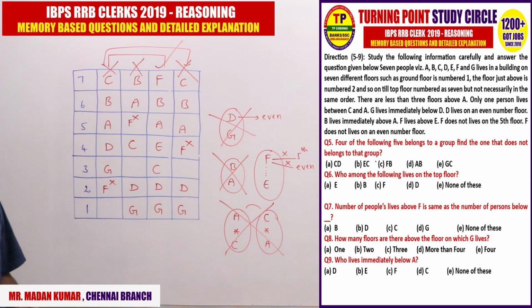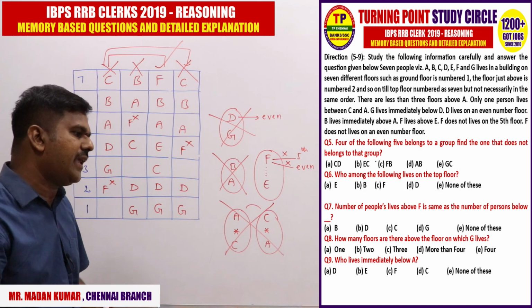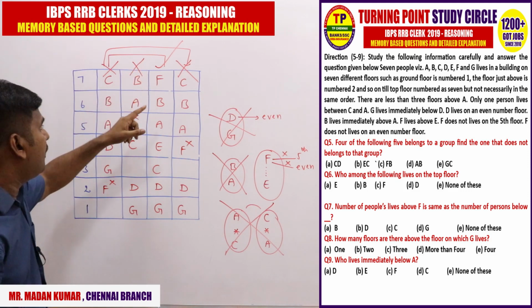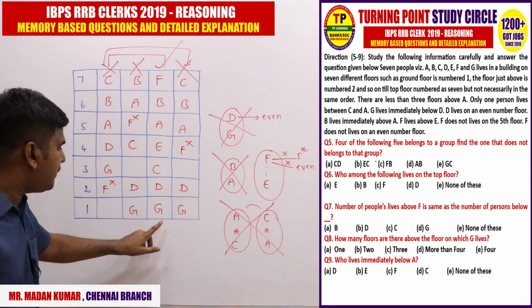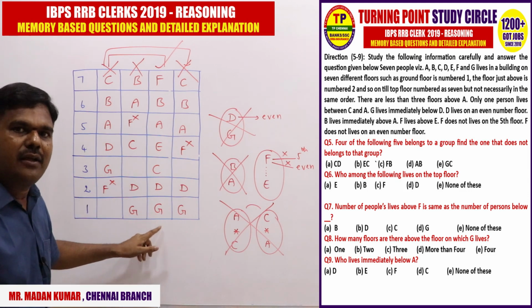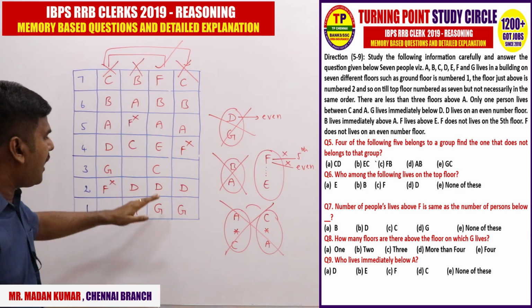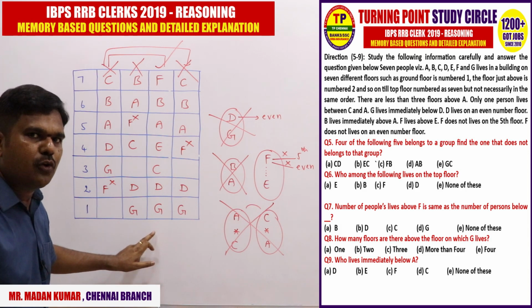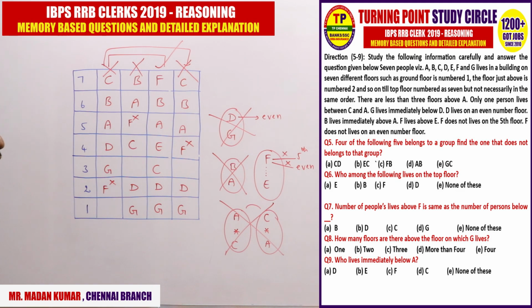And we'll come to the seventh question. The number of people who live above F is the same as the number of persons below. How many people live above F? Nil. So below which person are there nil? G, right? So below G there is no person. Same like that, above F no people are living, and below G also no people are living. So the answer is G. For G, the answer is the fourth option.